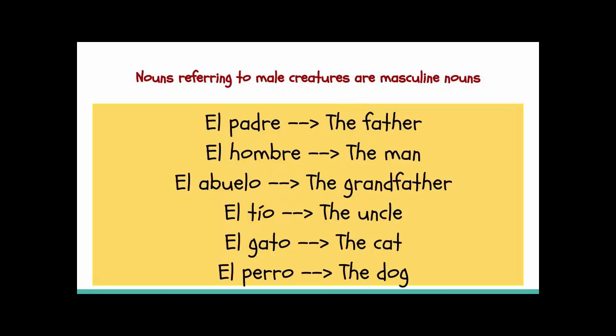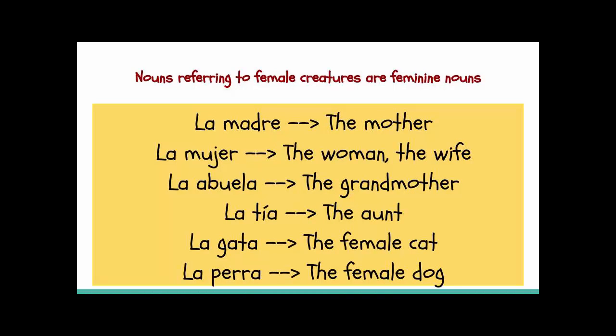Nouns referring to male creatures are masculine nouns. For example, el padre, el hombre, el abuelo, el tío, el gato, el perro. And nouns referring to female creatures are feminine nouns. For example, la madre, la mujer, la abuela, la tía, la gata, la perra.